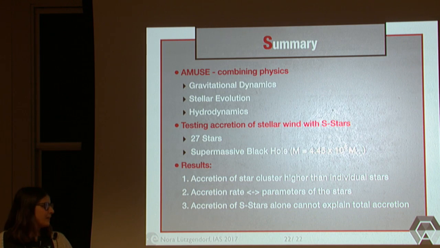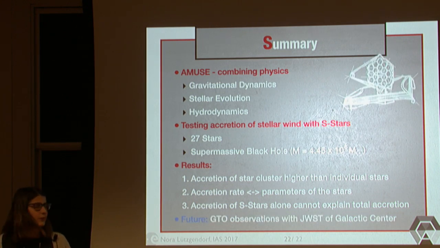And in the future, one of the good things about working for JWST is that we have GTO time to look at the galactic center with the 2 IFUs we have on it. And we hopefully can also pinpoint the masses and the stellar parameters a bit more, similar to what Stefan was doing, to give them individual masses. Sorry.